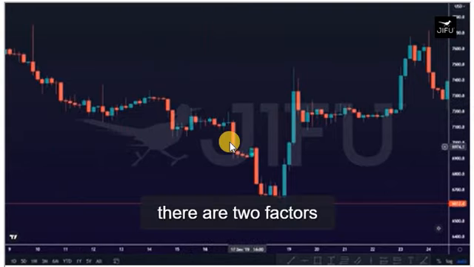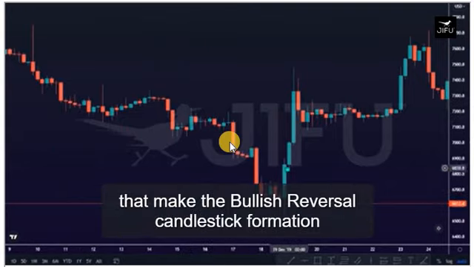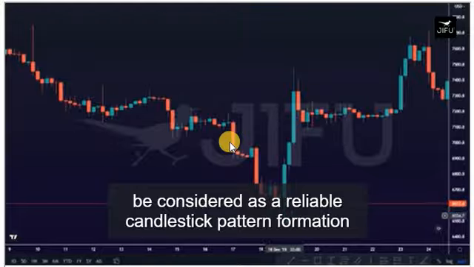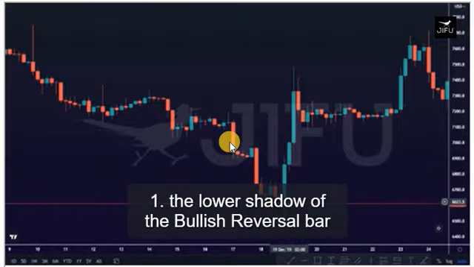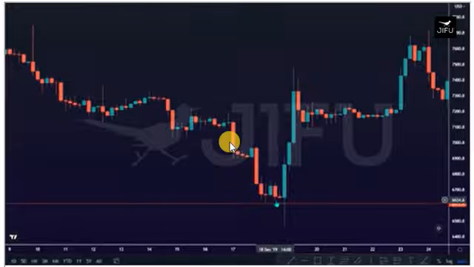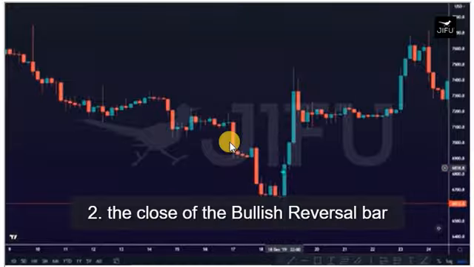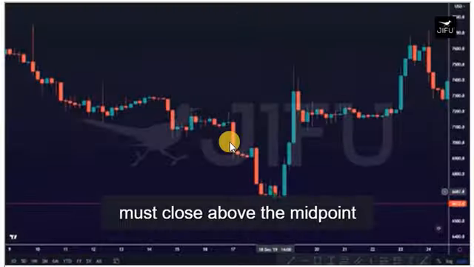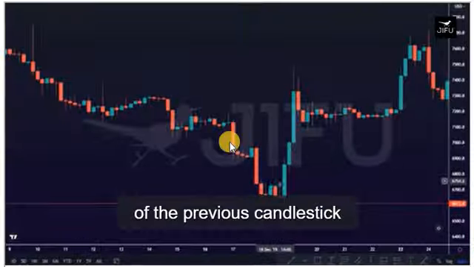There are two factors that make the bullish reversal candlestick formation be considered as a reliable candlestick pattern formation, which are, number 1, the lower shadow of the bullish reversal bar must be lower than the previous candlestick's lower shadow. Number 2, the close of the bullish reversal bar must close above the midpoint of the previous candlestick.